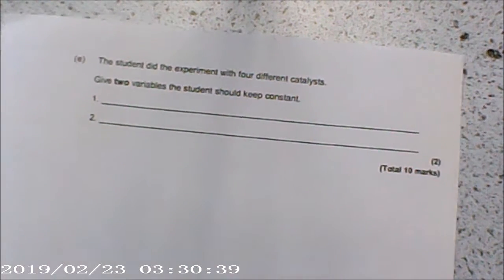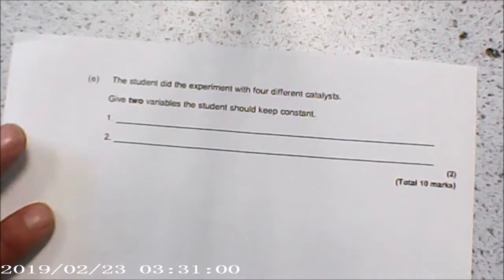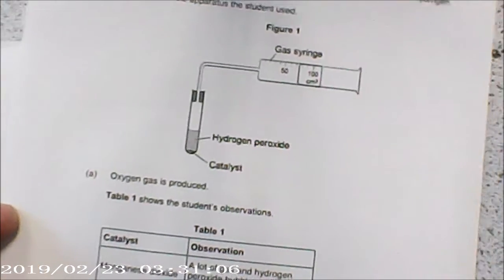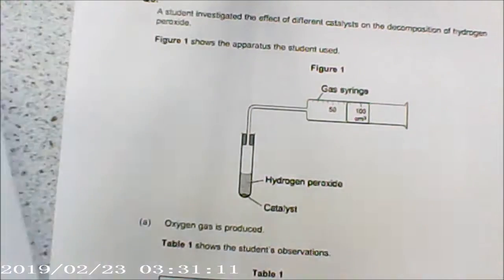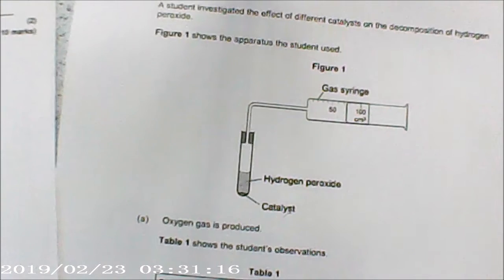So the last part for question 3, the student did the experiment with 4 different catalysts. Give 2 variables the student should keep constant. So this is testing you on your knowledge of variables, so control variables, things that we have to keep the same every single time. So go back to your picture and have a think about what would have to be the same. So we're only changing the type of catalyst, everything else has to stay the same.